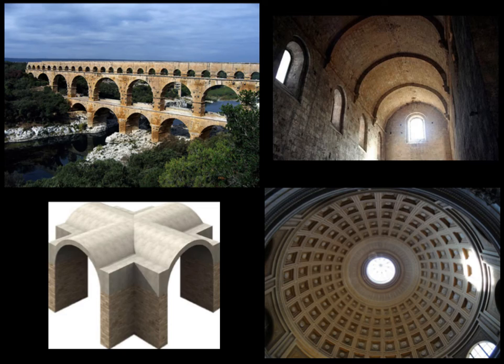And like I mentioned earlier, the Romans are really going to do some different things with this arch. They're going to develop it in a lot of different ways, and one of those ways is seen in the picture on the top right. And that is called a barrel vault. When we have an arch that is extended into depth, that is known as a barrel vault.